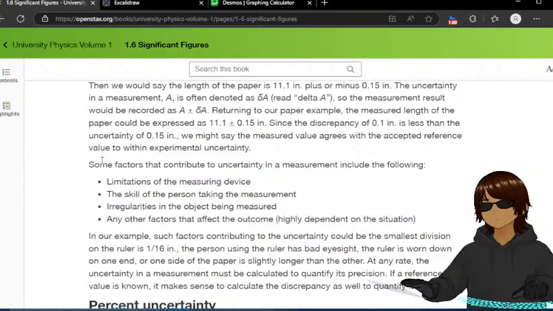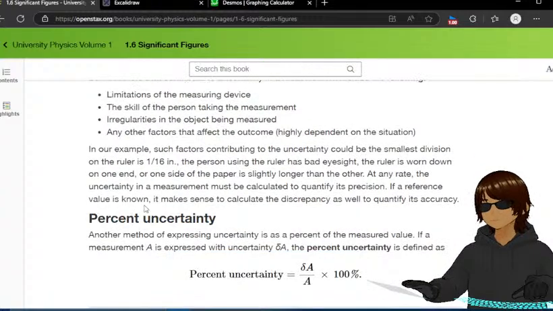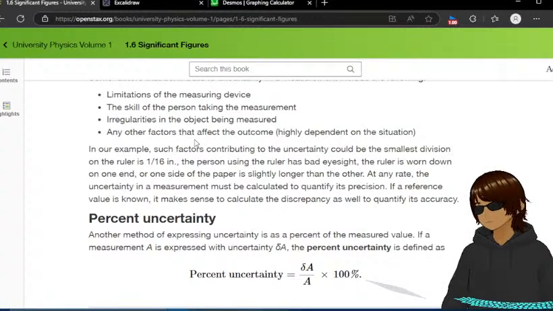Some factors that contribute to uncertainty in a measurement include the following: the limitation of the measuring device, the skill of the person taking the measurement, irregularities in the object being measured, and any other factors that affect the outcome. In our example, such factors contributing to the uncertainty could be the smallest division on the ruler, 1/16 inches. The person using the ruler has bad eyesight. The ruler is worn down on one end, or one side of the paper is slightly longer than the other.